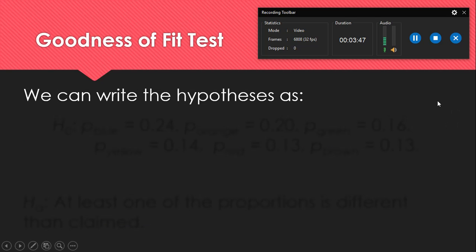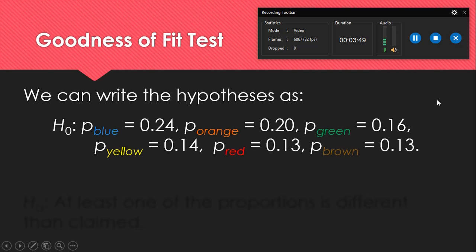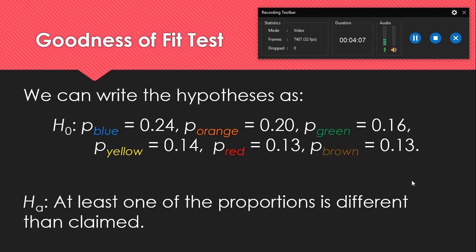So we're going to write our null hypothesis. According to the company, they claim that there's 24% blue, 20% orange, 16% green, 14% yellow, and 13% of both reds and browns. So we list them all separately. We want to make sure we include everyone. And then our alternative hypothesis says that we believe at least one of those proportions is different than they claim.